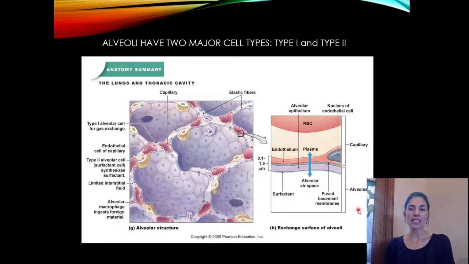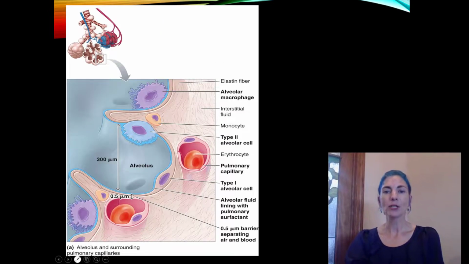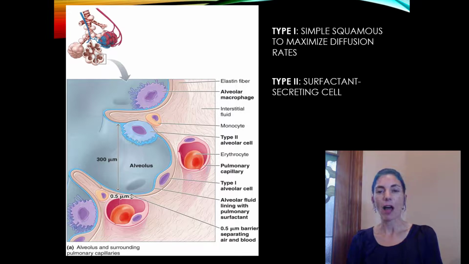Okay, so that describes the type 1. Now the type 2 cells, and here's another view of it, are surfactant secreting cells. So these secrete something called surfactant. Now on an exam, I'm not going to use type 1 and type 2. I'm going to refer to them as simple squamous cells or surfactant secreting cells. Now the surfactant is involved in making sure that the alveoli stay open. And we are going to be covering this in a different lecture in more detail, especially because COVID-19 infects surfactant secreting cells.